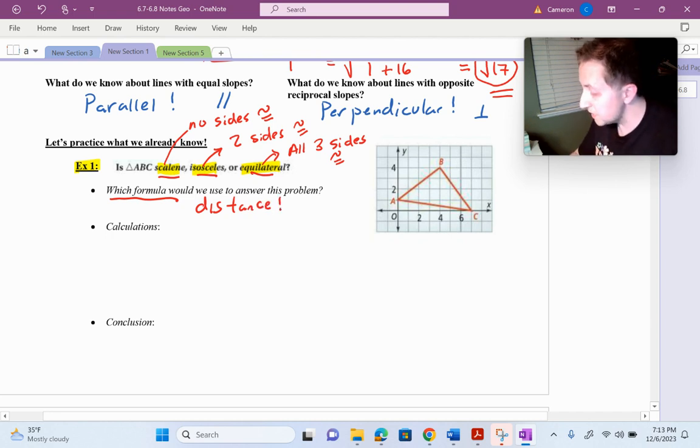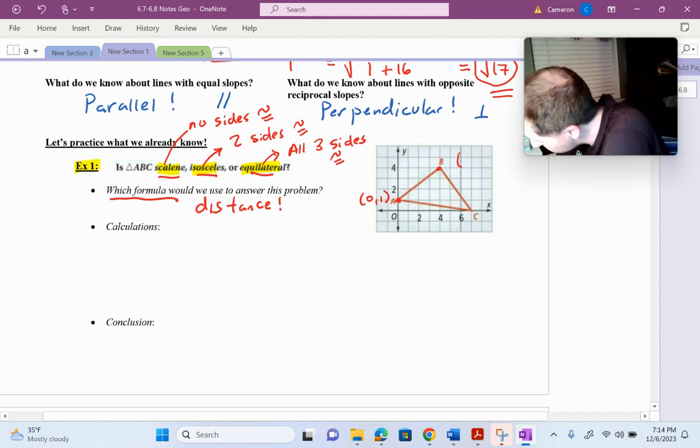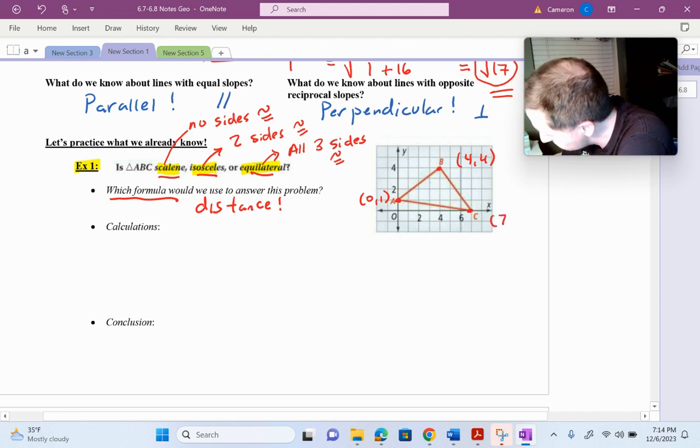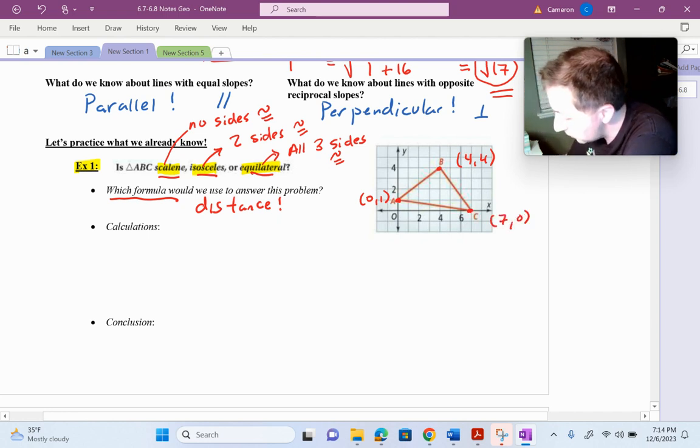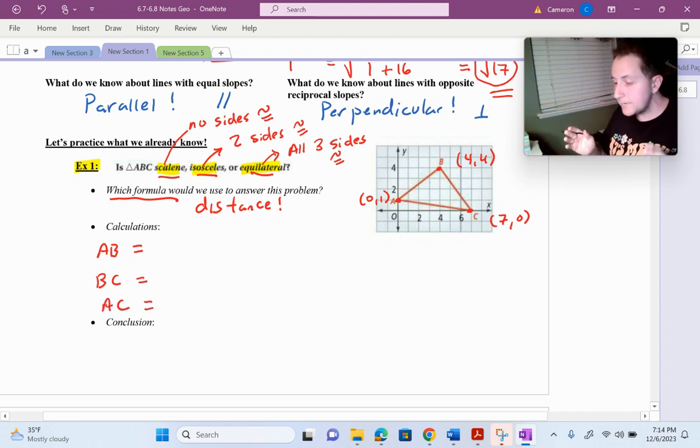So what I'm going to do, they gave me 3 vertices of this triangle. This vertex A is at 0, 1. This vertex B is at 4, 4. And this vertex C is at 7, 0. I'm going to want to calculate 3 different lengths. I'm going to want the length of AB. I'm going to want the length of BC. And I'm going to want the length of AC. And I'm going to compare the distances of those sides that I get.